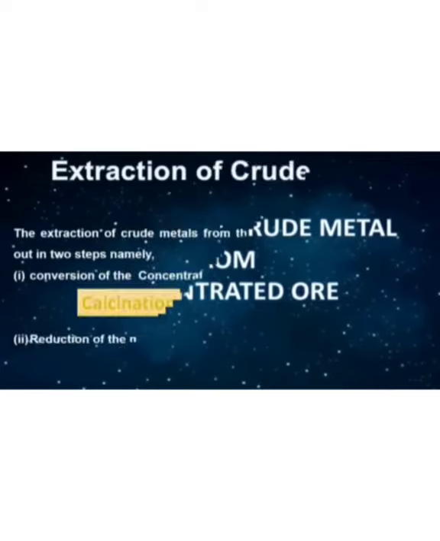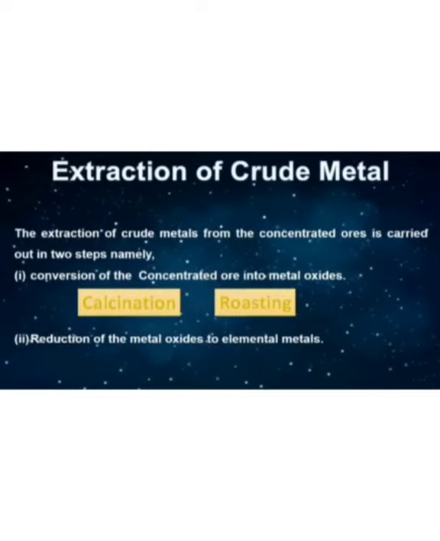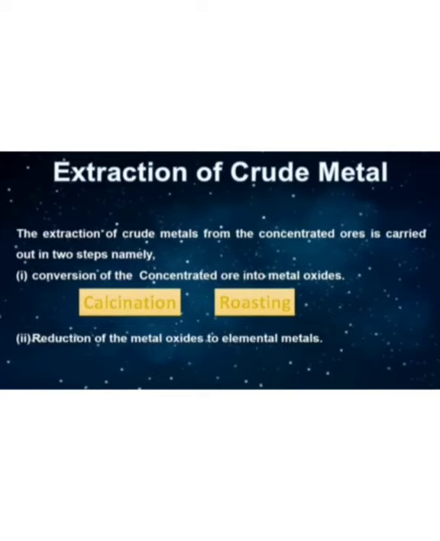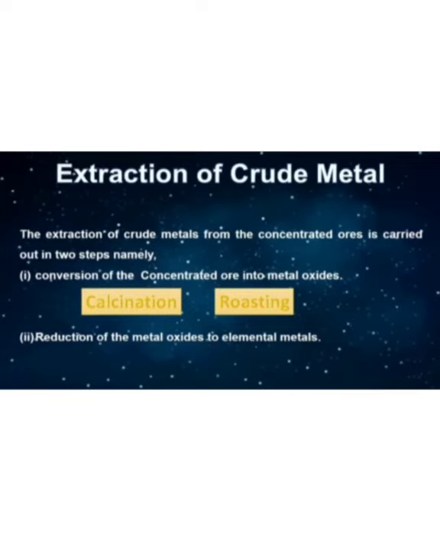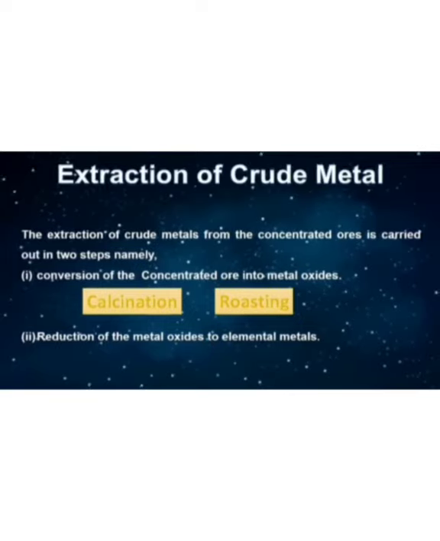Good morning, students. In today's class, we are going to learn about extraction of crude metal from concentrated ore. The extraction of crude metals from the concentrated ore is carried out in two steps, namely conversion of the concentrated ore into metal oxides, and reduction of the metal oxides to elemental metals.